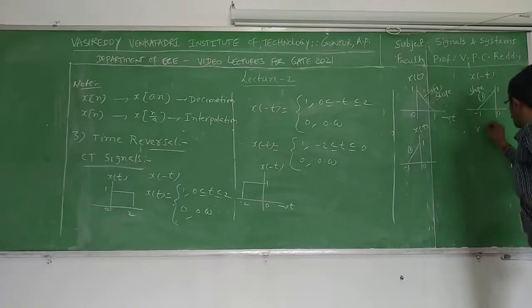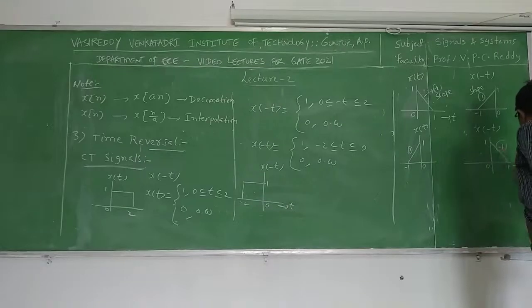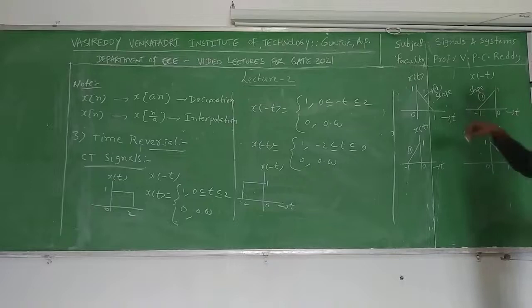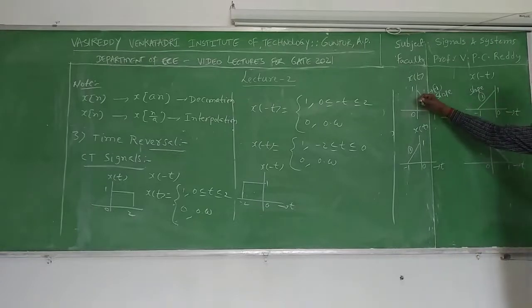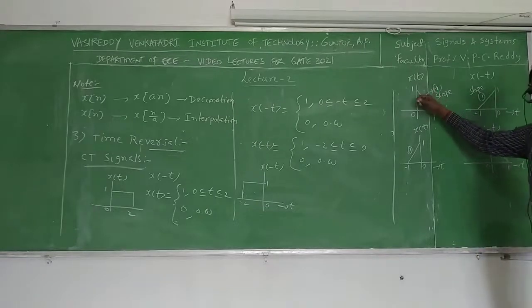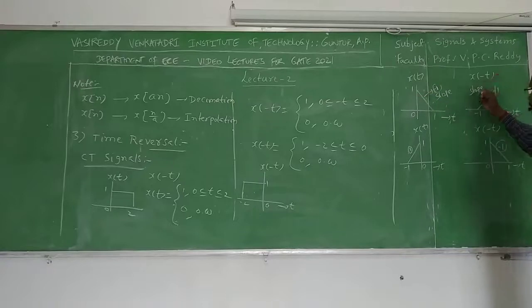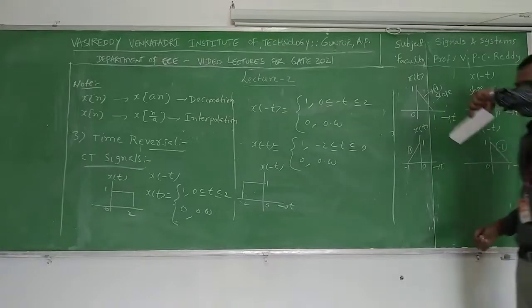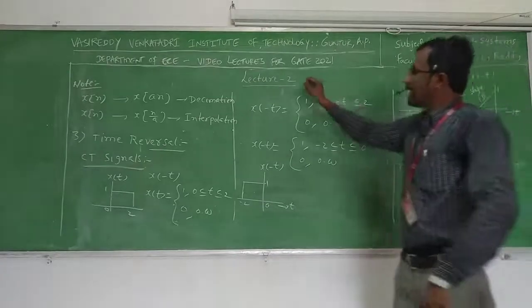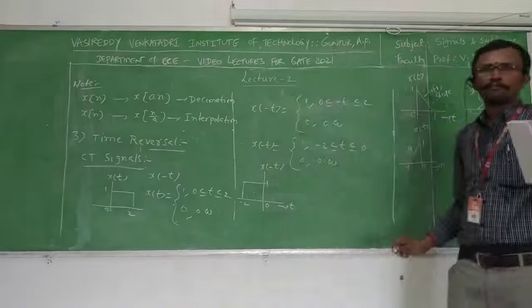So what about x of minus t? This becomes like this. So from 0 to 1, the slope is negative along the time axis. Here also, time axis. So if you observe here, the slope of the line is negative. After time reversal, this becomes positive. Here the line slope is positive. After time reversal, this becomes negative. Which means time reversal affects the slope of the line.